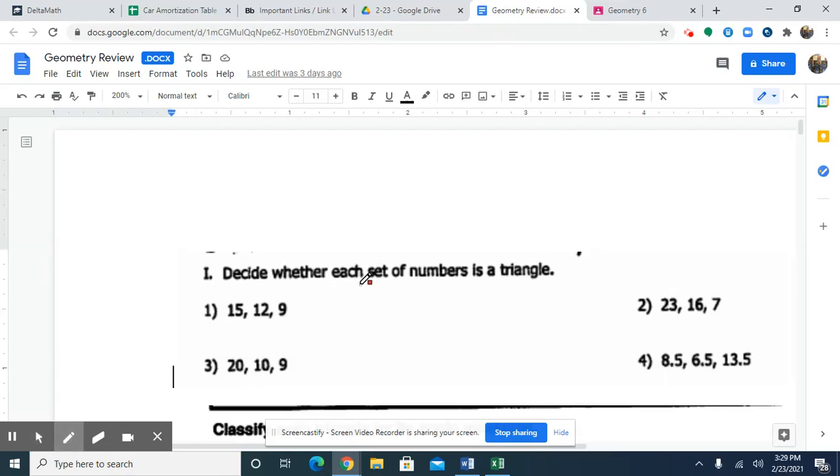Okay, so we're gonna begin our review. We're gonna do part one today and part two tomorrow. But these are all based on our units on triangles.